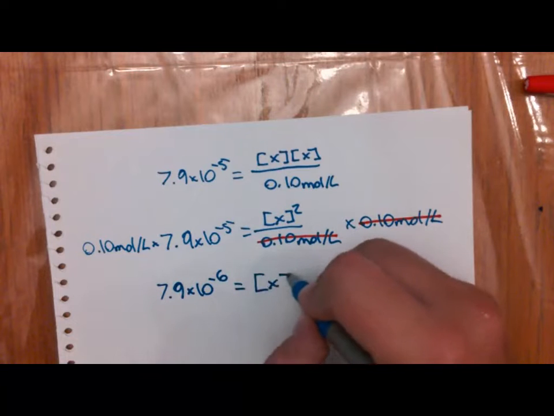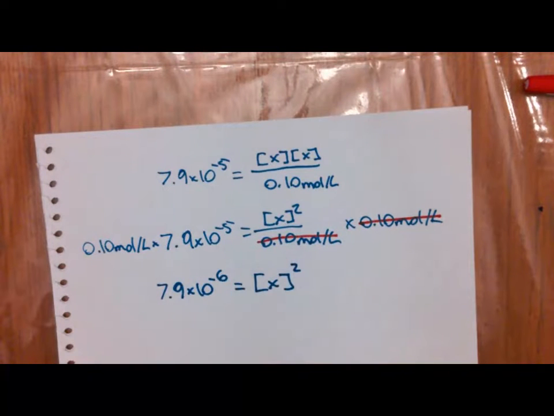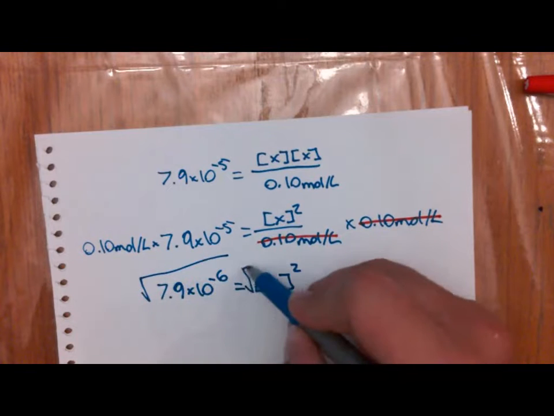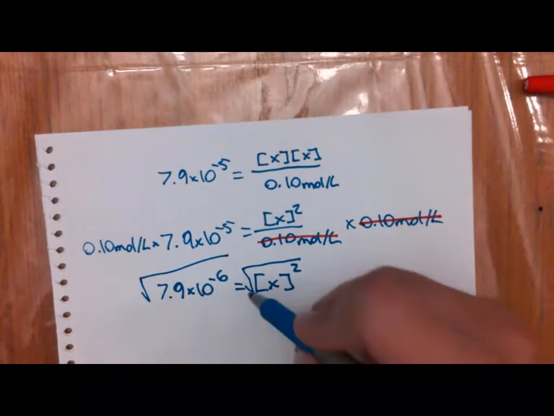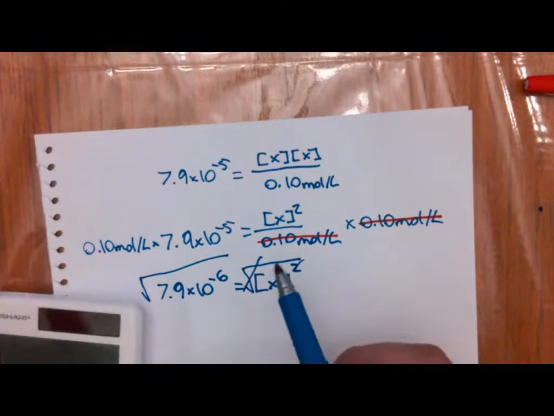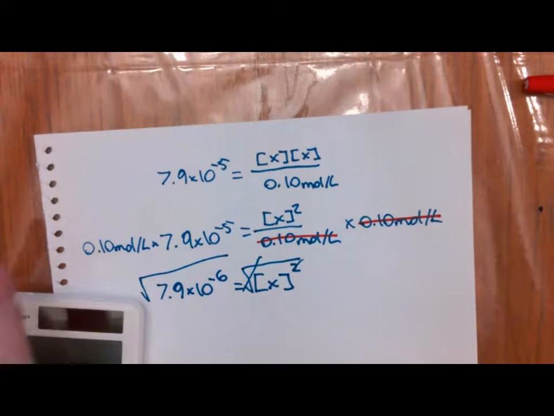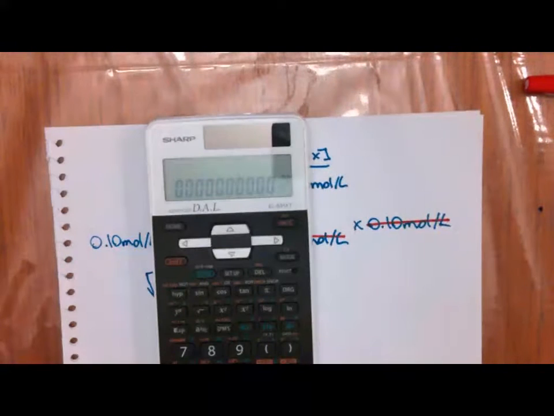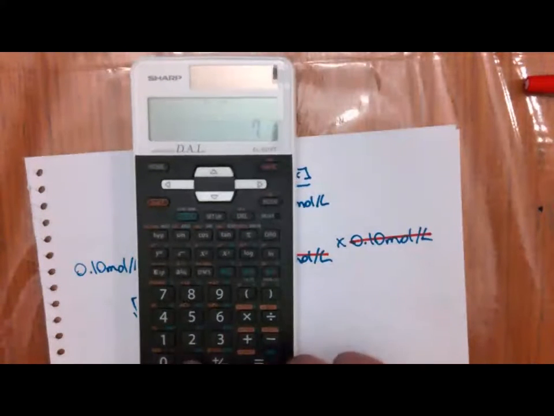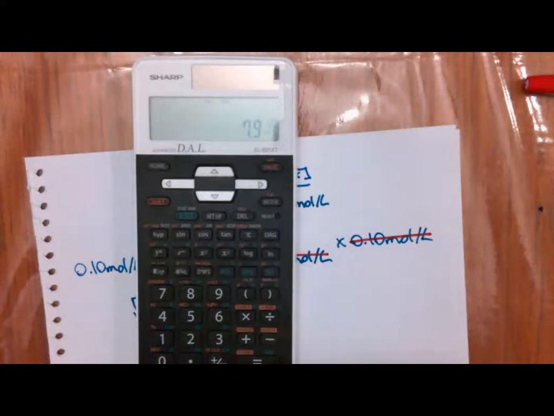Just like we've done in all of our other examples, square root both sides so that we can get x on its own. So the square root is going to cancel with that square, leaving us with just x. So our square root of 7.9 times 10 to the negative 6 is going to equal x. So I can quickly do that on my calculator. I'm just going to take here 7.9 times 10 to the negative 6.